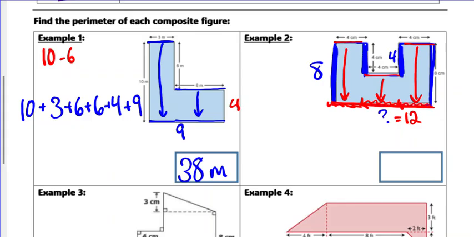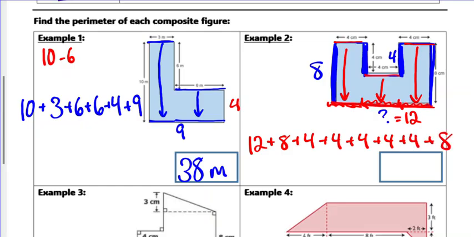Now we're going to add up all the way around. We add 12 plus 8 plus 4, 4, 4, 4, and 4, and then another 8 on the other side, and that gives us a total of 48 centimeters. A little bit of this is just being careful. If you happen to miss one of those 4s, you're going to get the wrong answer, so just really be careful. Go around the whole shape, make sure you get all the missing sides.